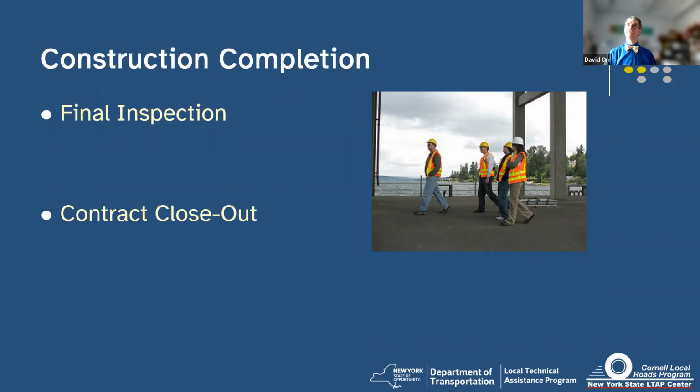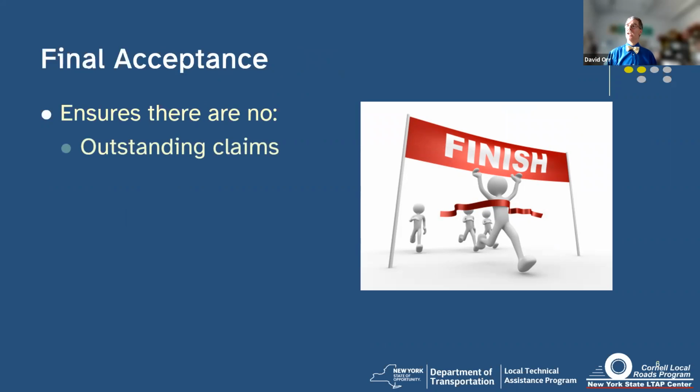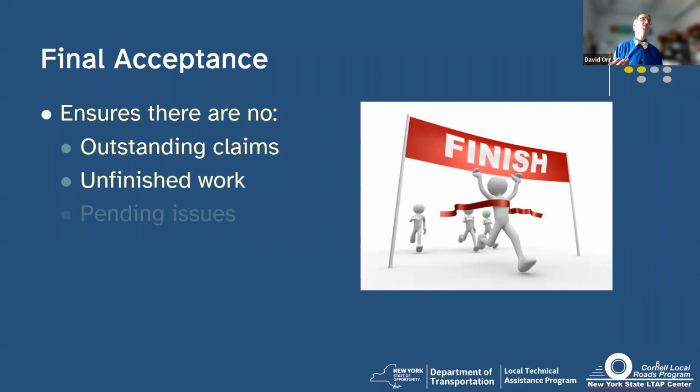The thing you got to realize is just because you've done these steps, you're not quite done yet. You got to do final acceptance. And final acceptance is a federal aid issue, so it's federal highway. And it's important because it ensures that there is no outstanding claims, that the contractors and subcontractors have been paid. There's no unfinished work. And there's no pending issues, okay?